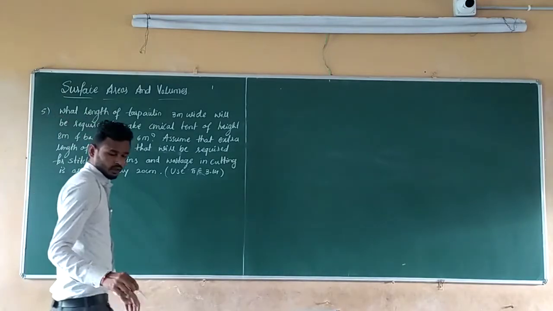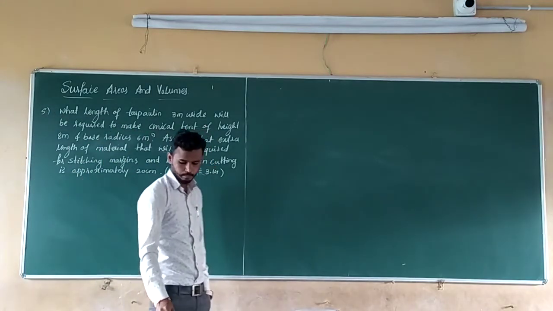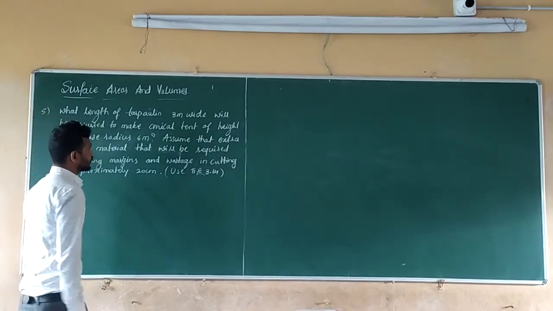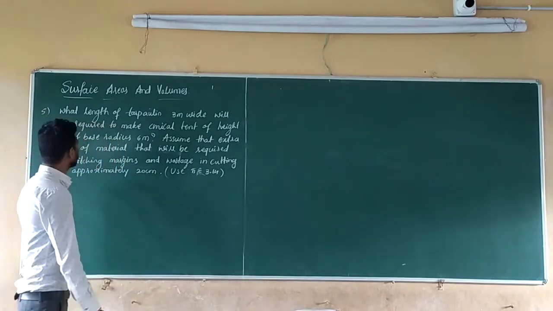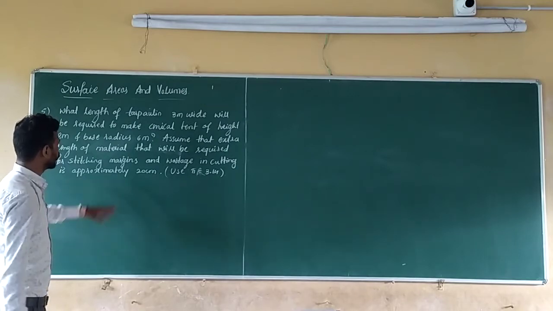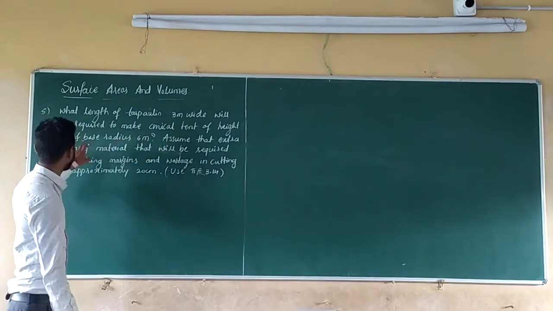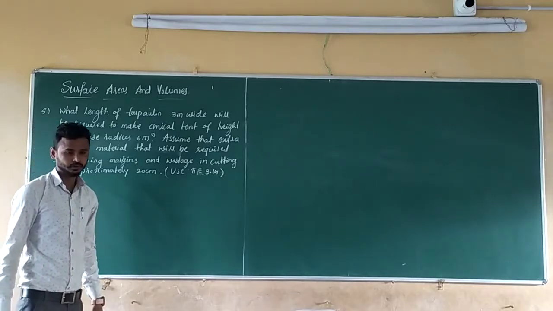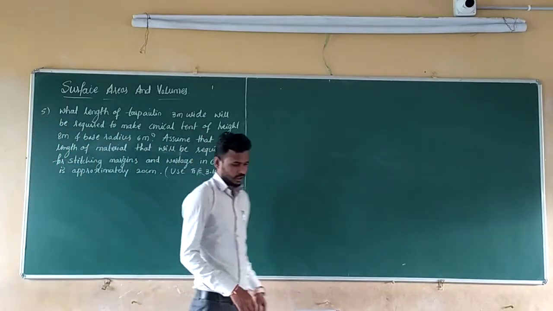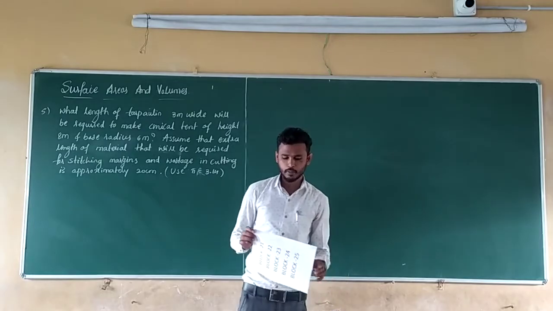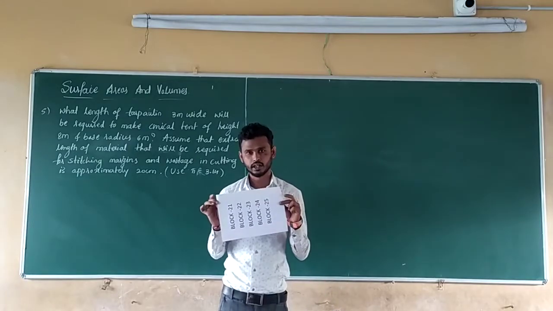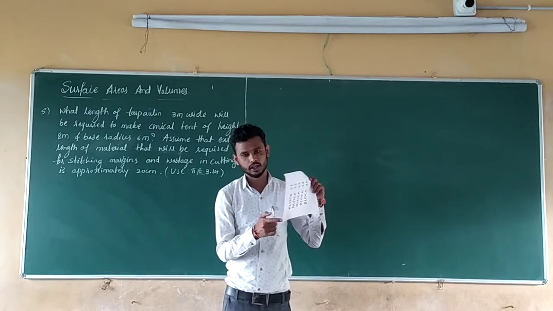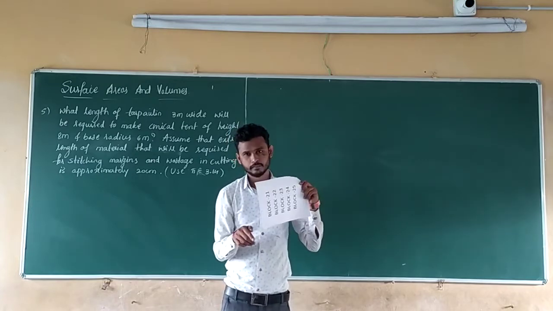Okay, next guys, let us see the next question, the fifth one. What length of tarpaulin 3 meter wide will be required to make a conical tent of height 8 meter and base radius 6 meter? A tarpaulin is in the shape of a rectangle. The breadth, or width, is given as 3 meter. We need to find the length.